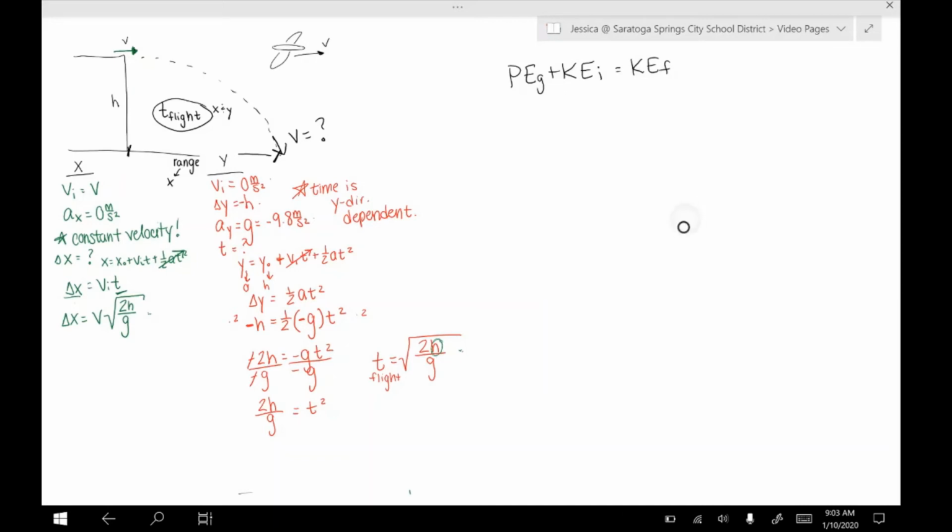Now, as this object approaches the ground, it's going to approach at an angle because it will have some x component of its velocity and some downward y component.